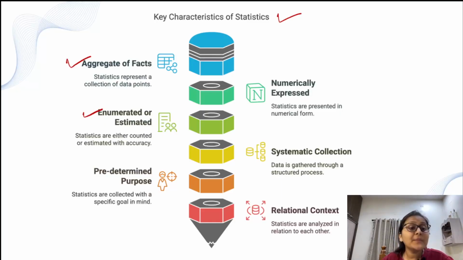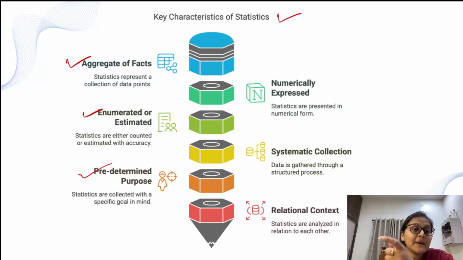Next is it is enumerated or it is being estimated. Statistics are either counted or estimated with accuracy. So a lot of enumeration of the data is being done. A lot of data is being collected and then it is being analyzed. An estimation is being created that this can happen in the future if this is a trend which is going on in the society. So it is enumerated or estimated, and further on the data or policies have been derived.